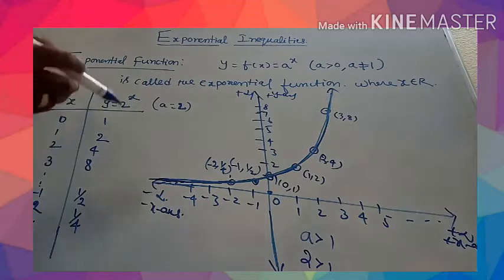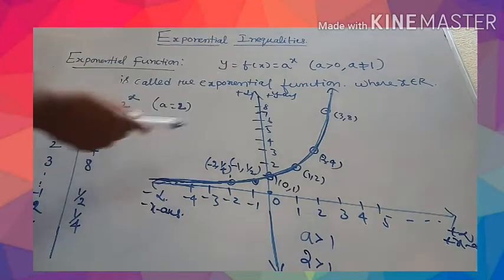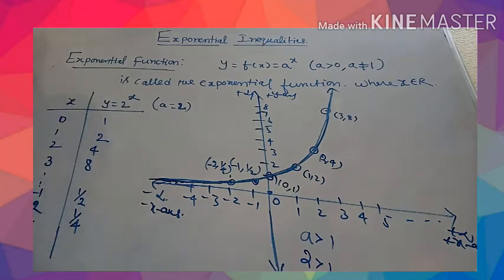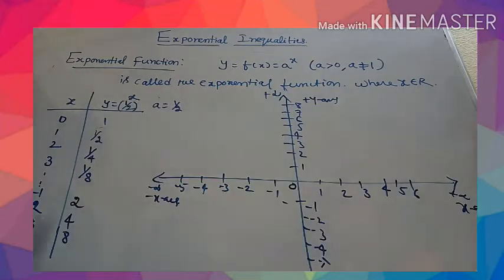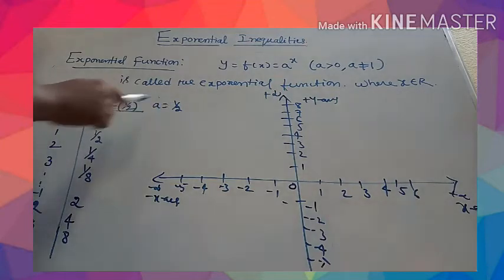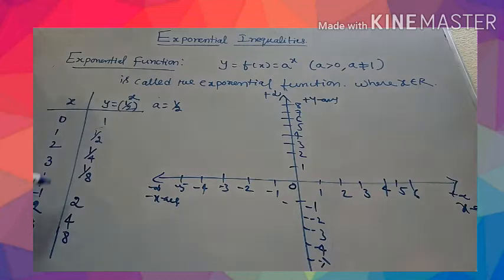For understanding purposes, we have taken a equal to 2 so that you can understand in a better way. Now we are going to get the graph when a lies between 0 and 1. When we try to plot the graph of y = a^x when a is 1/2, when x is 0, (1/2)^0 becomes 1. When x is 1, (1/2)^1 is 1/2. When x is 2, it is (1/2)^2, that is 1/4. When x is 3, (1/2)^3, that is 1/8, and so on.